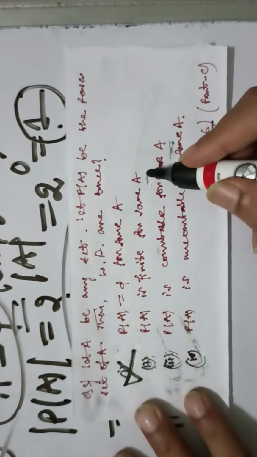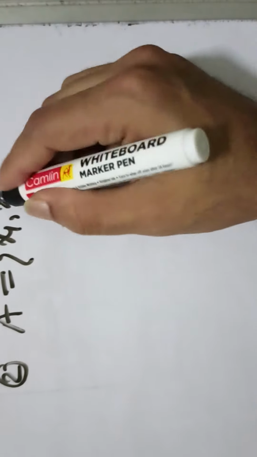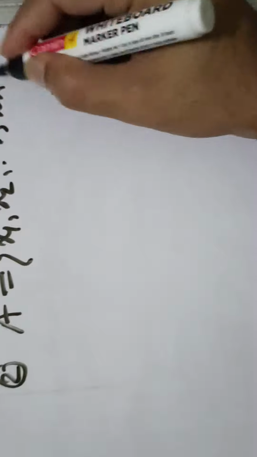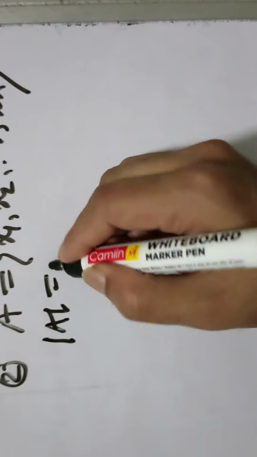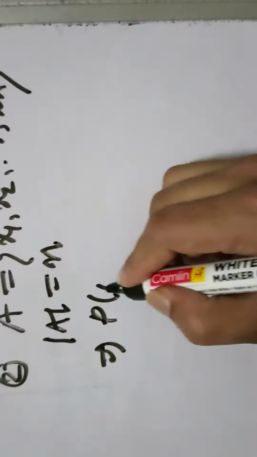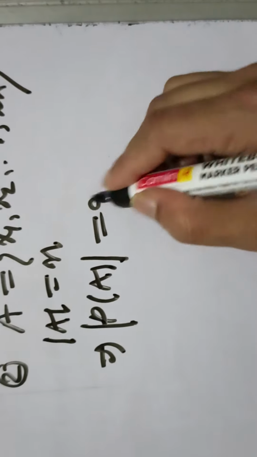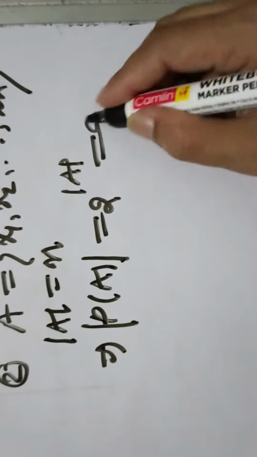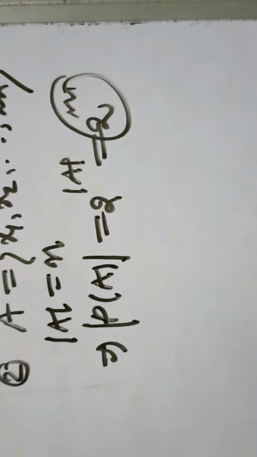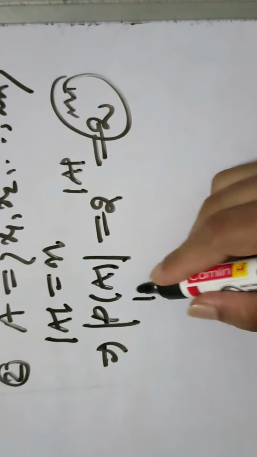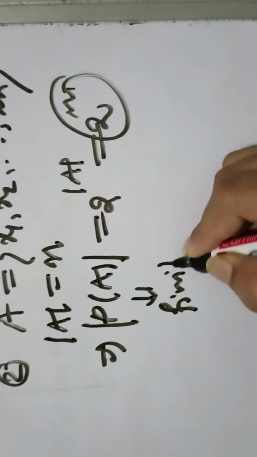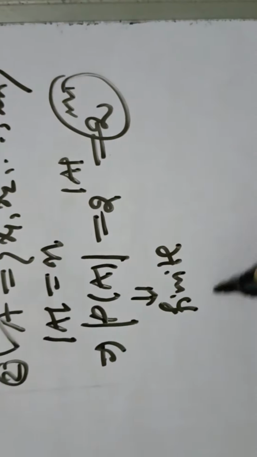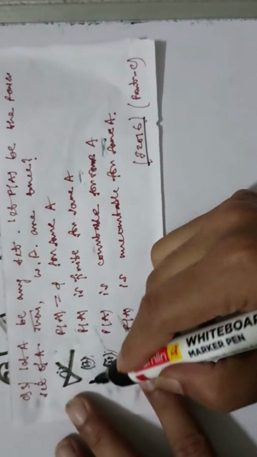Now it says the power set is finite for some A. Obviously, if you choose a finite set, suppose it has n elements, x1, x2, ..., xn, then you can say the cardinality of A is n. Then the cardinality of the power set of A will be 2 to the power cardinality of A. This is the result we know. So it will be 2 to the power n. So it's a finite set, right? The power set has cardinality 2 to the power n, so this set is finite. If you choose this A, then the power set is finite. So the power set is finite for some set A, and option 2 is correct.